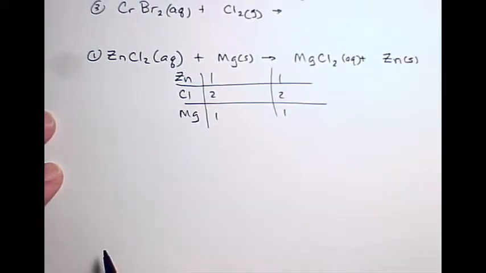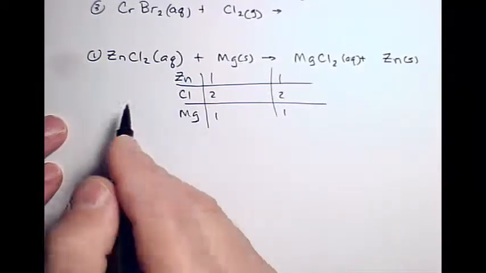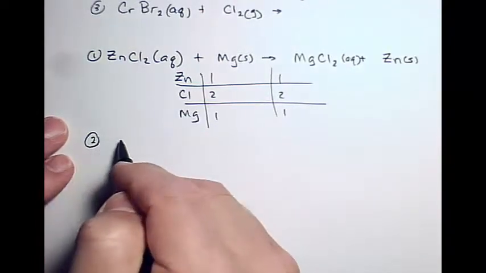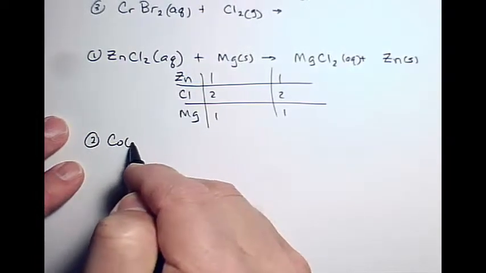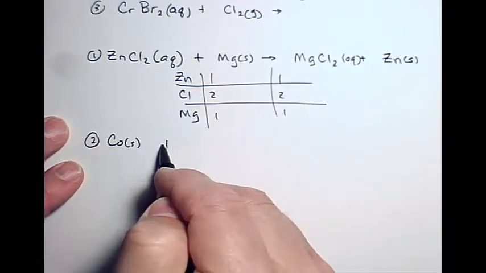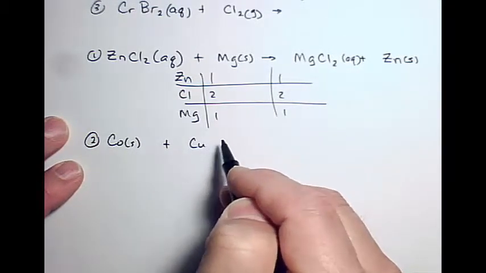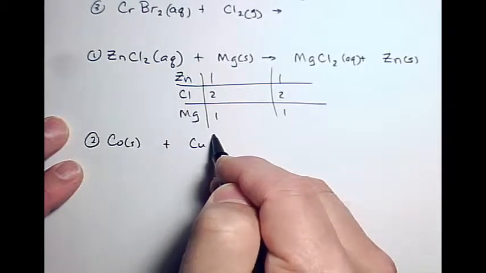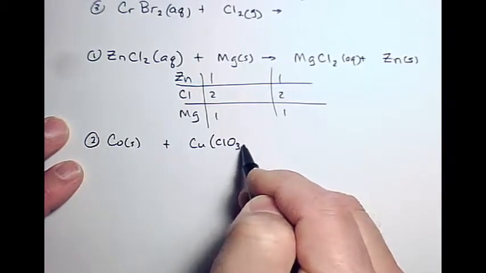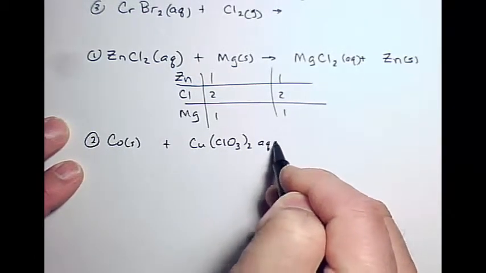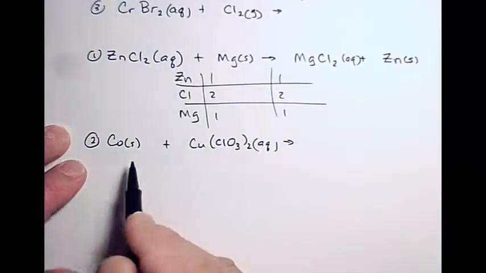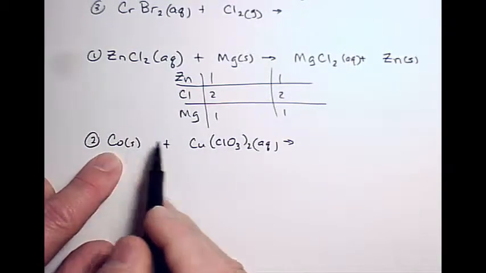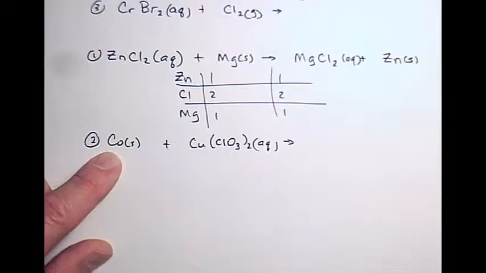And we can see that it's already balanced. Okay? All right, then number 2. We've got cobalt, a solid, plus copper(II) chlorate, which is aqueous. Okay? We need to know if cobalt will displace copper.